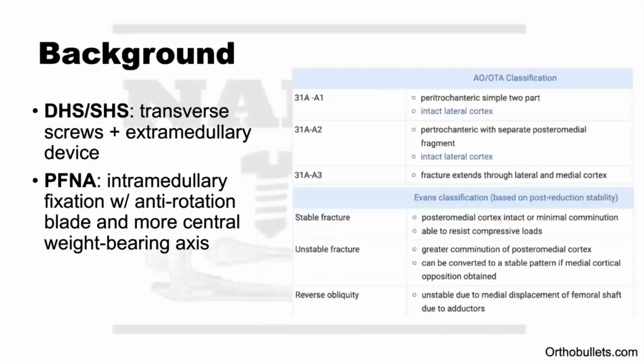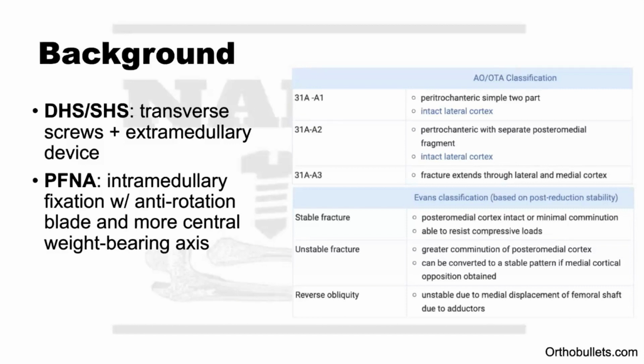So just a little bit of background. Really, the main difference between these two types of fixation is that the dynamic hip screw, also known as a sliding hip screw, is a type of extramedullary device with a transverse screw to fixate the construct. And that was really the first of its kind. And then you had the development of the cephalomedullary nail, which in this paper they're really referring to as a proximal femoral nail anti-rotation device, which is an intramedullary fixation that really allows for a more centralized weight-bearing axis.